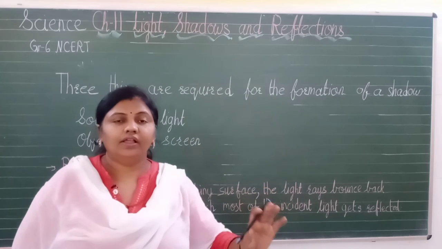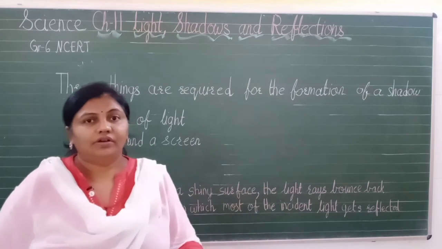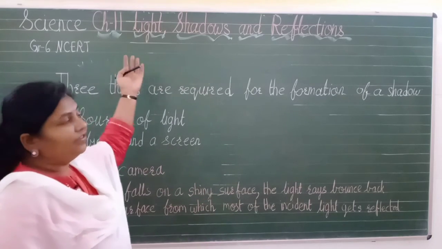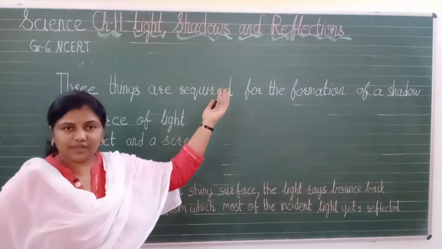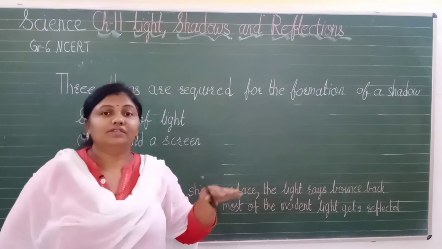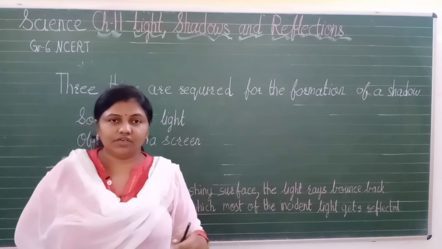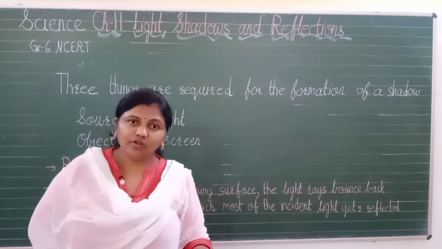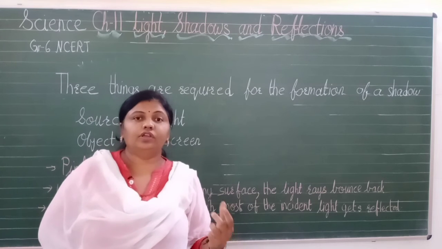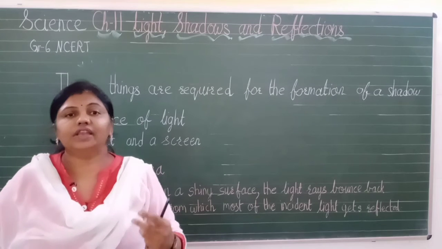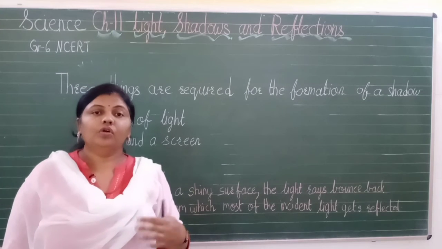Pinhole camera. Let us have a small revision of this chapter. We have started with light, a very easy chapter of your science syllabus. Light always travels in a straight path. A shadow is formed by an opaque object, because light does not pass through an opaque object.